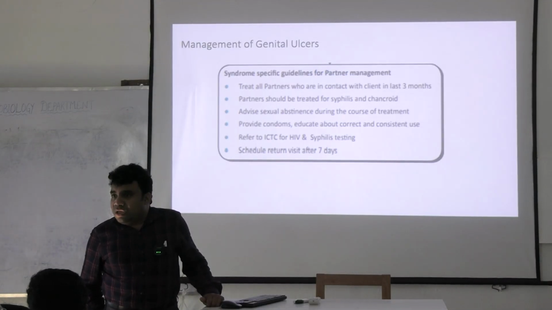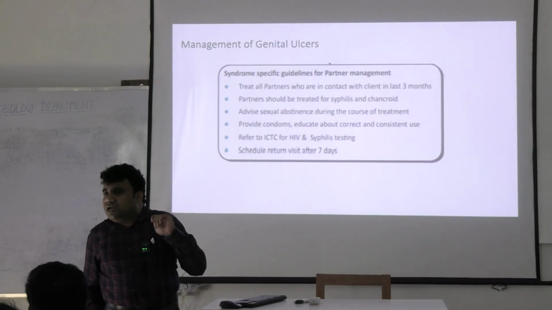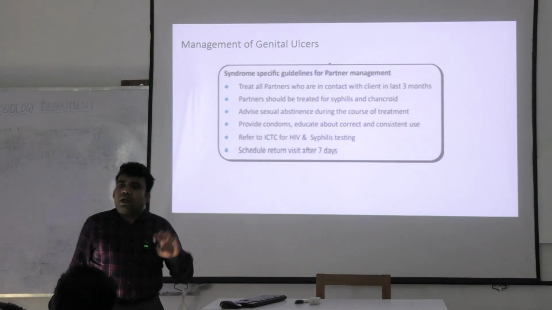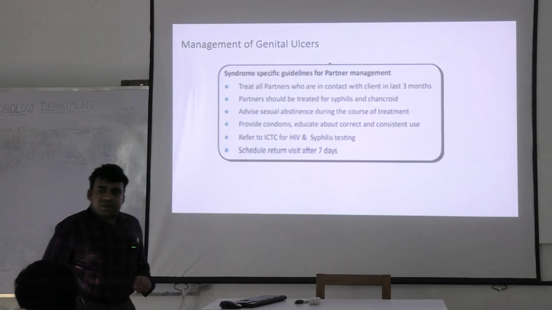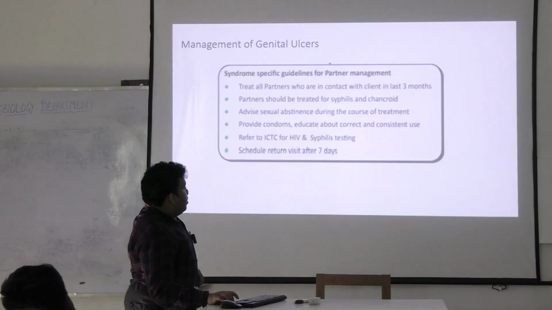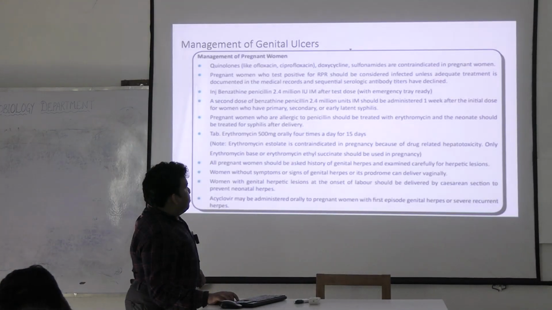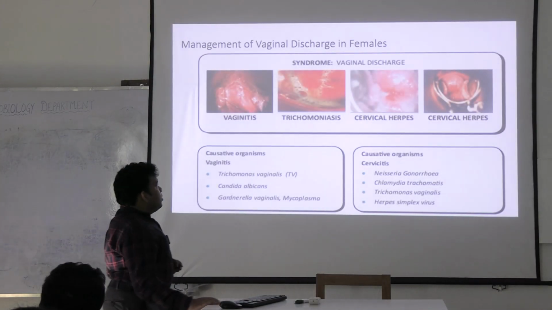Close to 3 months. Hence, if there is genital ulcer disease, male or female, you have to trace all partners in the last 3 months, and obviously you have to treat them. Except pregnant women.